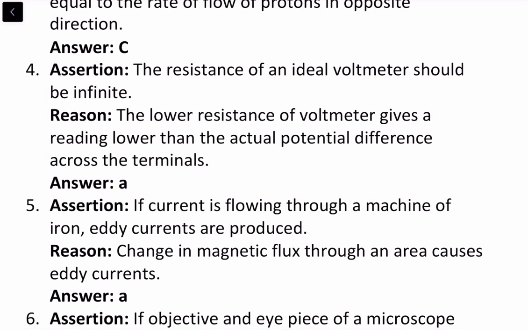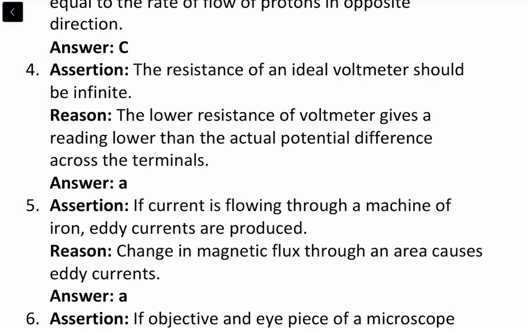Now let us go to the fifth question. Assertion: if current is flowing through a machine of iron, eddy currents are produced in it. Okay, here we know eddy currents are produced in bulk materials whenever there is a changing magnetic field. We know the definition of eddy currents. Whenever bulk pieces are subjected to changing magnetic field, eddy currents are produced in them. Okay, so the assertion statement is correct.